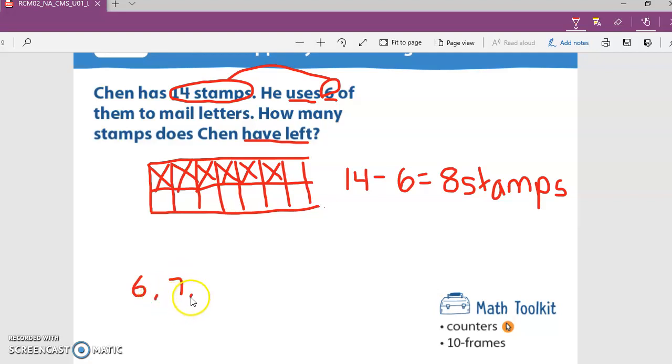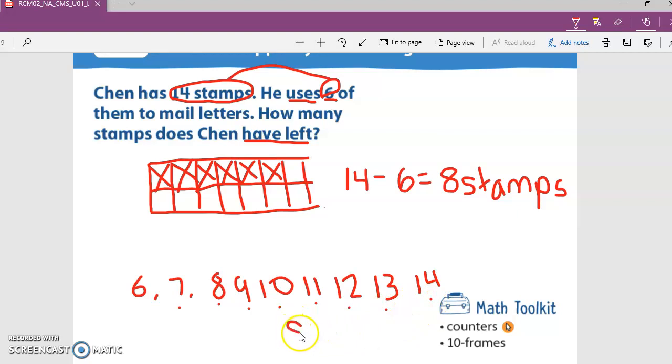7, 8, 9, 10, 11, 12, 13, 14. Okay, so I counted up to 14. Now I need to count how many numbers I counted up. So it would be 1, 2, 3, 4, 5, 6, 7, 8. I counted up 8. So my answer is 8 stamps.